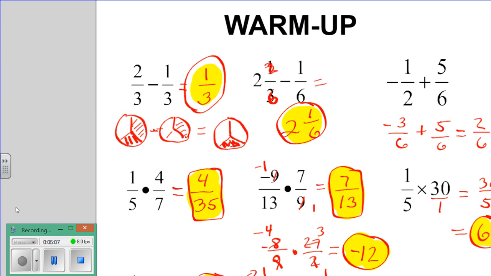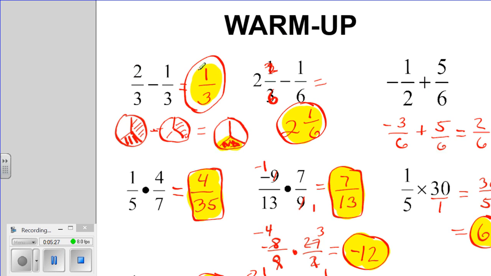All right, so really quickly, I've got the answers up now, and I'm just going to go through these very fast. So 2/3 take away 1/3. I just made a little model of this. I cut my pie into thirds. I have 2/3 highlighted. Taking away 1/3 leaves me with 1/3 of the pie left. Those already have a common denominator.